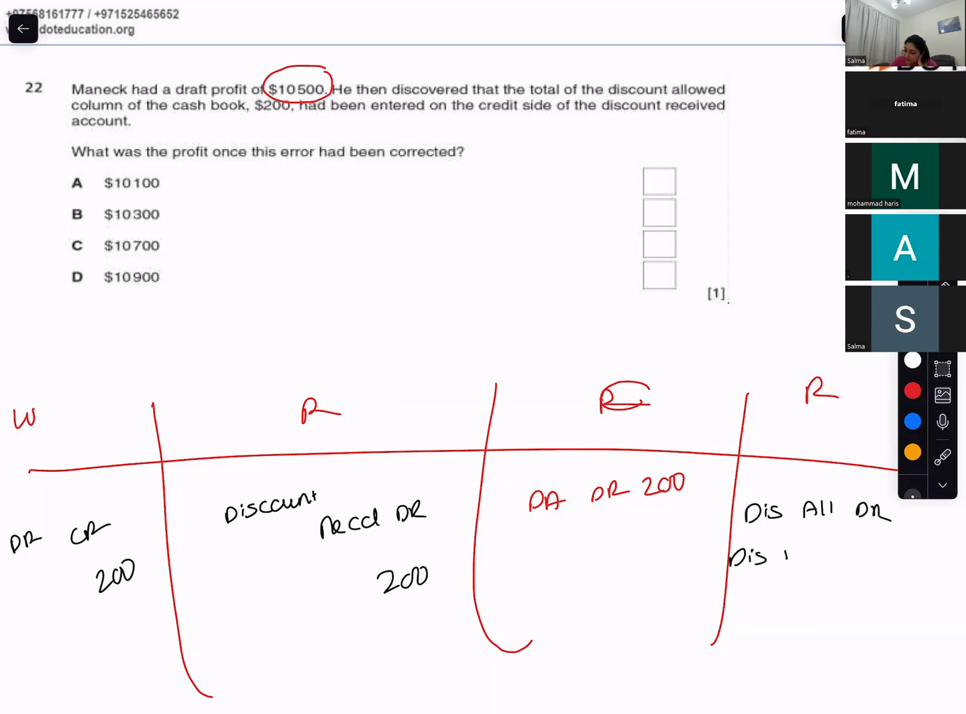So one is an expense on the debit and the other is income on the debit. So we'll subtract 400 from draft profit: 10,500 minus 400. So option A.